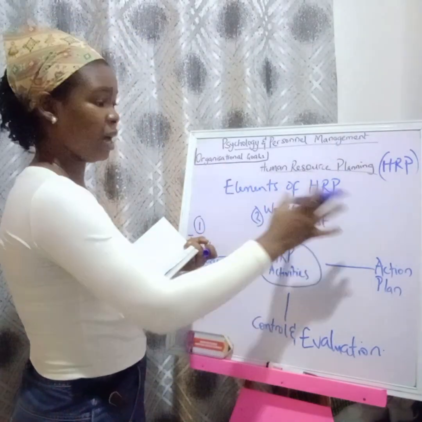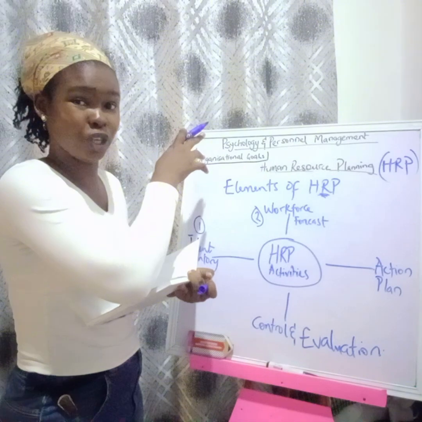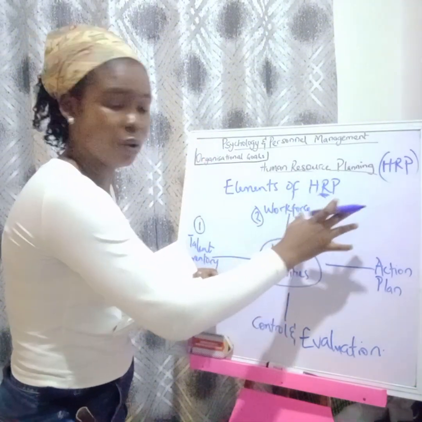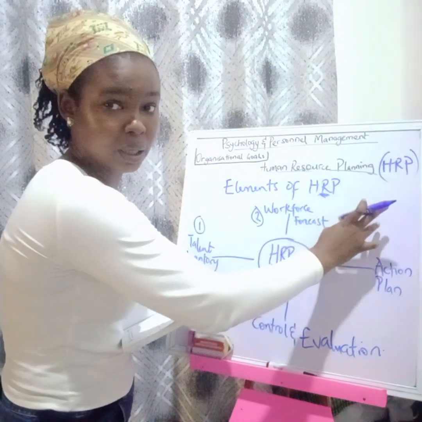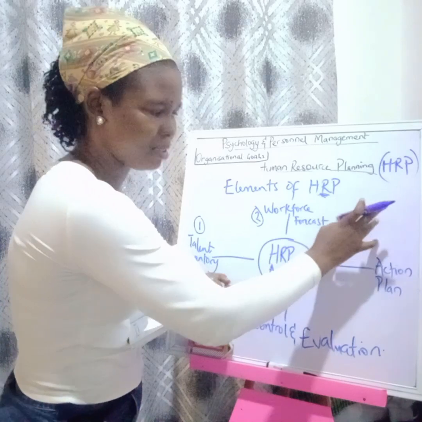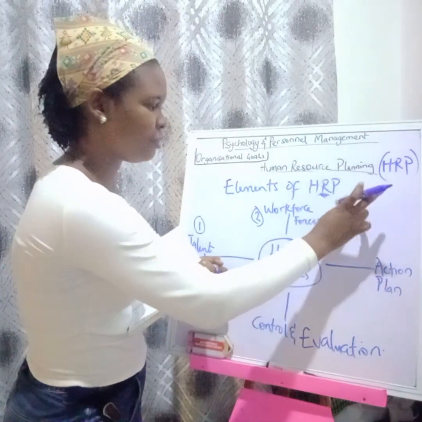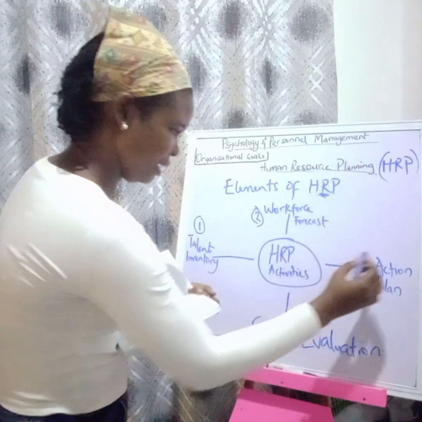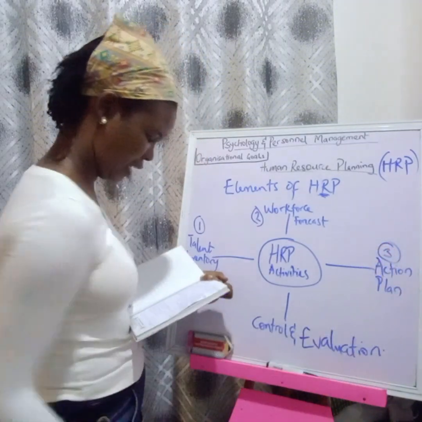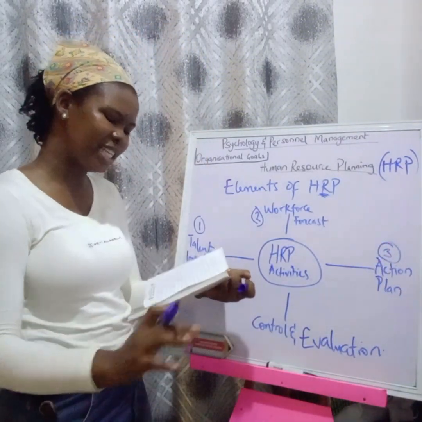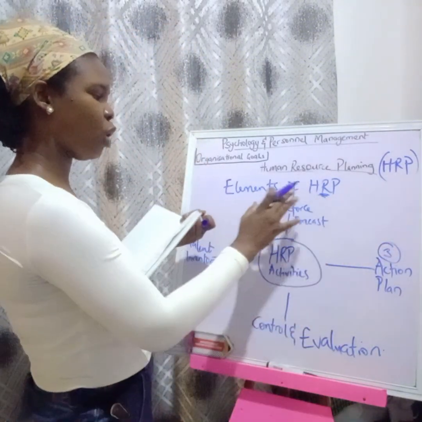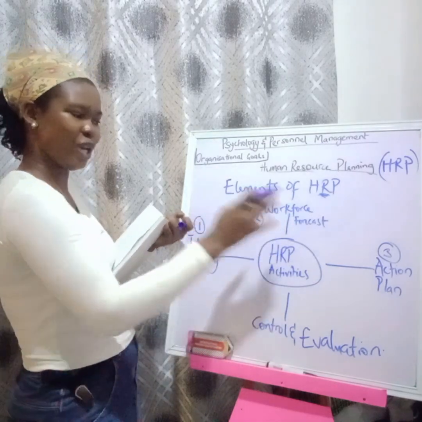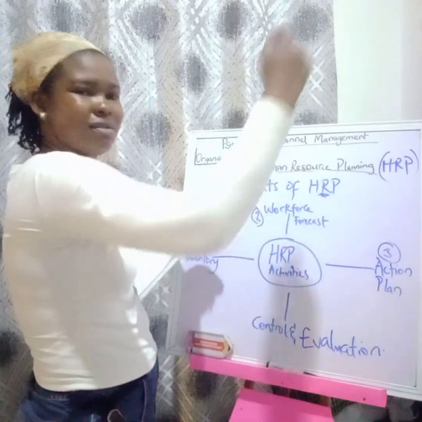That's where this comes in, our supply and demand forecast and the steps that we mentioned just before. Then number 3 here is your action plan. You are bridging the gap between where we want to be and where we currently are right now.